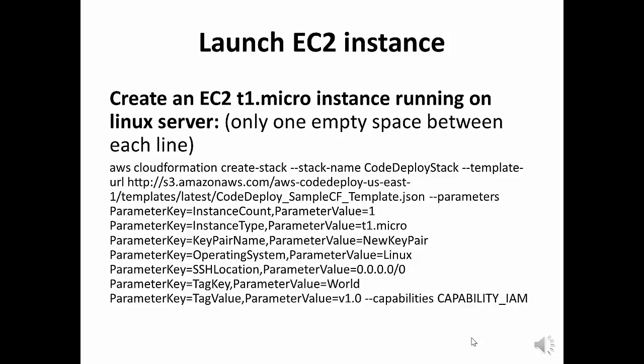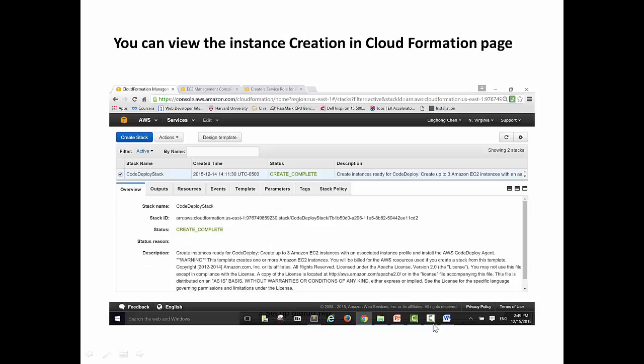So now you finally reach the step to launch the EC2 instance. This is the EC2 instance AWS CLI code. And for the link, if you use a different region, you need to change it. This parameter value is for instance count. We only create 1. This is the instance type. This is your key pair name, and this is the tag key and value. So after you create the instance, you can see it here. You can check whether they are healthy or not.